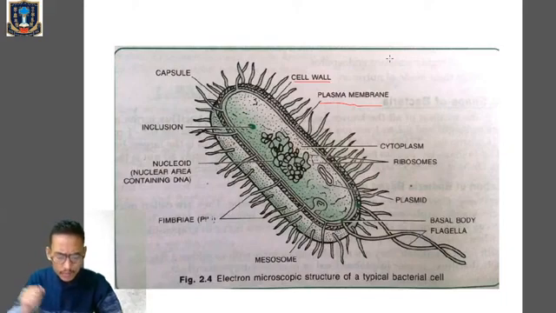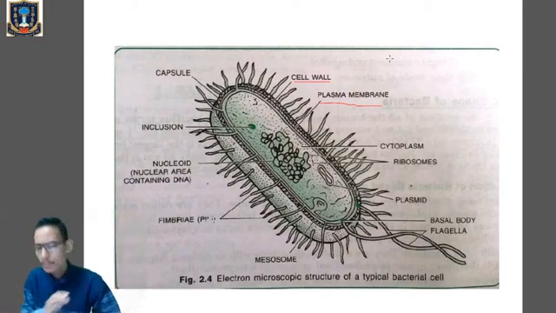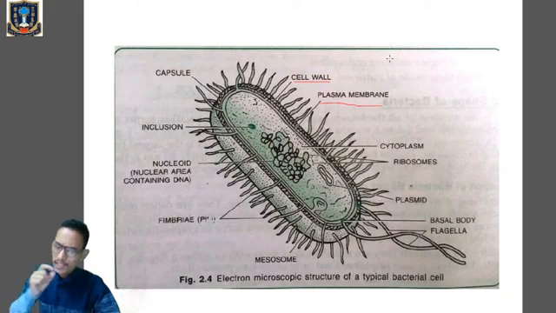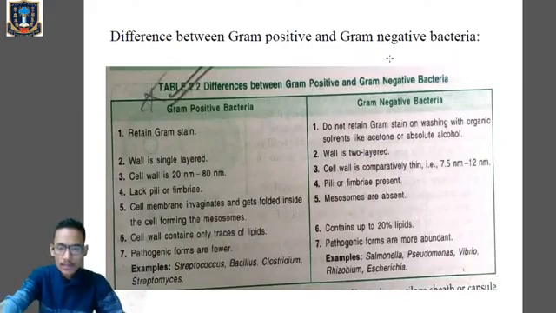Now, gram-negative bacteria also have another covering. Generally, the cell wall is made up of peptidoglycans, but gram-negative bacteria have another covering called lipopolysaccharides. So kindly remember this term: lipopolysaccharides are present in the case of gram-negative bacteria. In both gram-positive and gram-negative bacteria, we find the cell wall made up of peptidoglycans. But in gram-negative bacteria, along with peptidoglycans, we will find another covering called lipopolysaccharides. Clear?